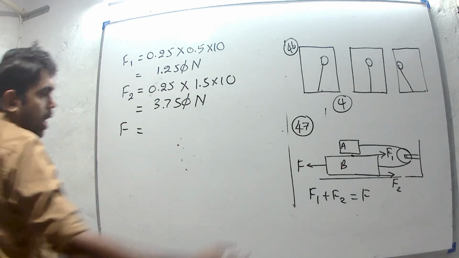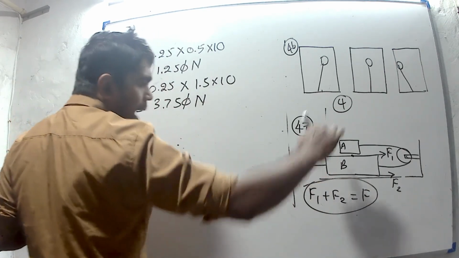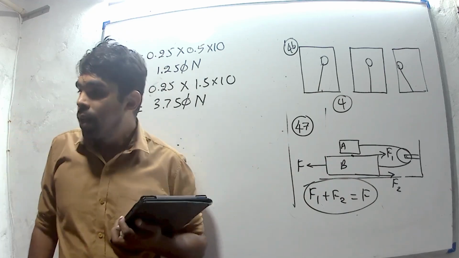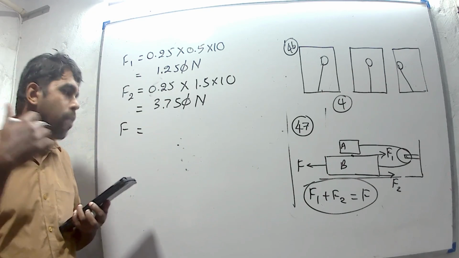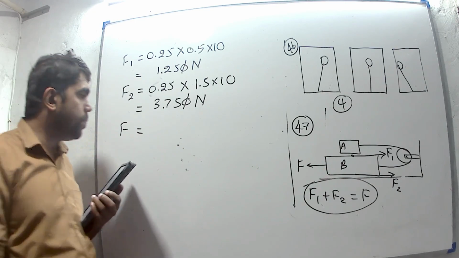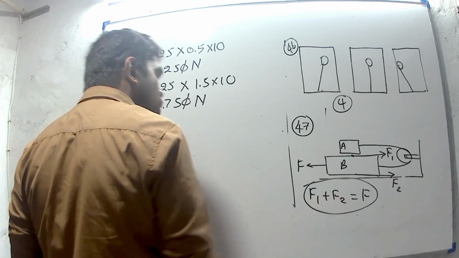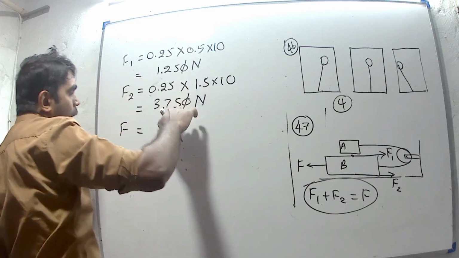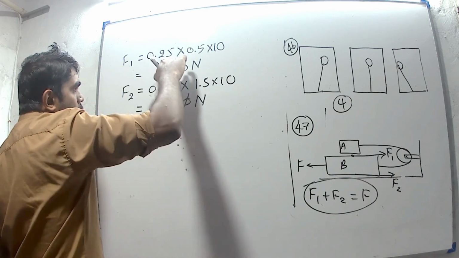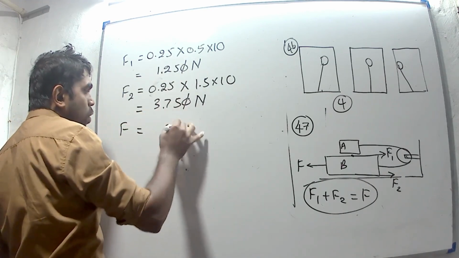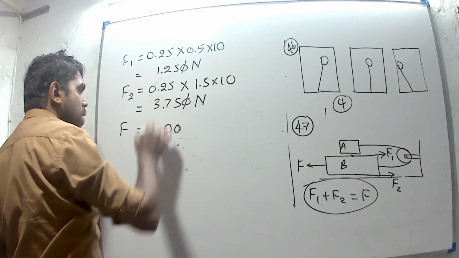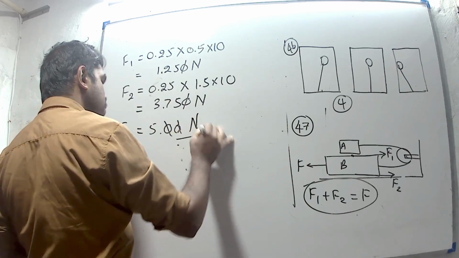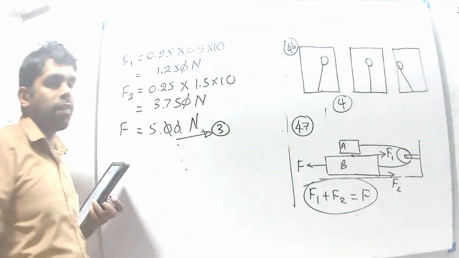frictional forces according to this relationship. There is no acceleration, which means they have given that the system is moving with a uniform velocity. Therefore, there is no external unbalanced force on the system. Then we can add 5 plus 5, 0, 1 remaining, 2 plus 7, 9 plus 1, 10, 0, 1 remaining, 1 plus 1, 2 plus 3, 5. It is 5 Newton. Then the answer is 3 for question number 47.